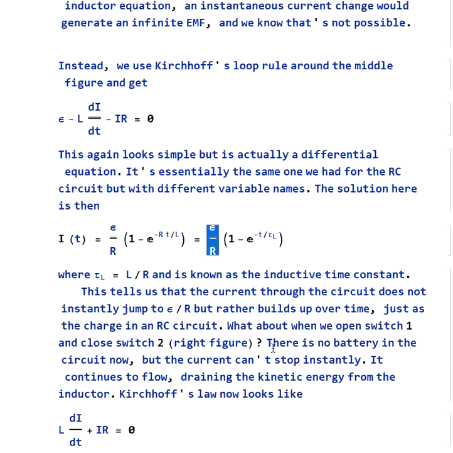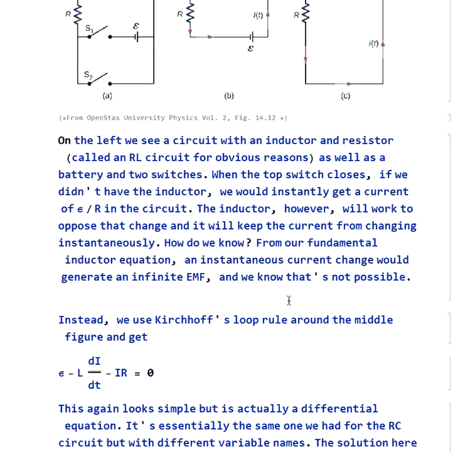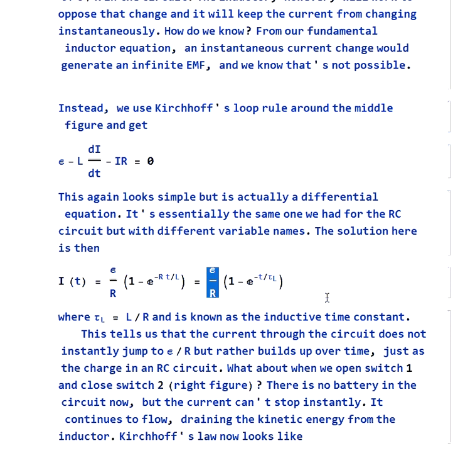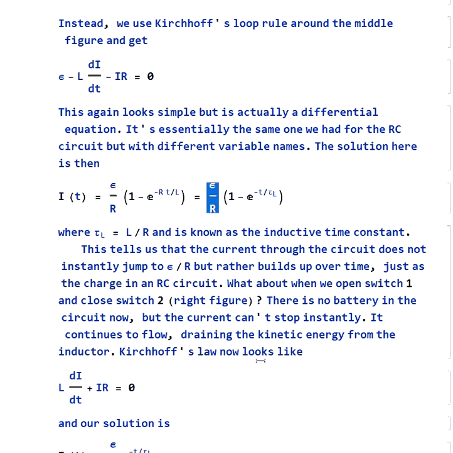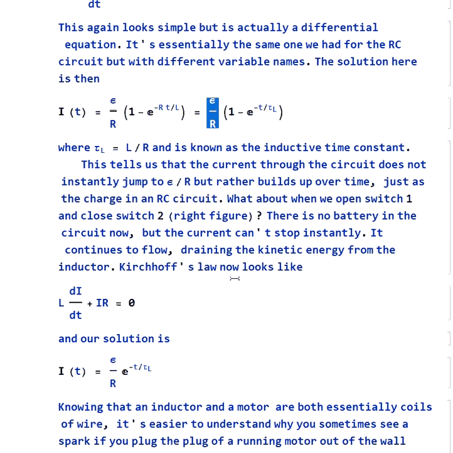Now, what happens when we open switch 1 and close switch 2? That means move to this figure. Now we don't have a battery in the circuit, but again, the current can't stop instantly. It keeps flowing, dragging kinetic energy out of the inductor. Here, Kirchhoff's law is just this, L dI/dt plus IR equals 0. And our solution is our initial current decays exponentially, e to the negative t over tau L.